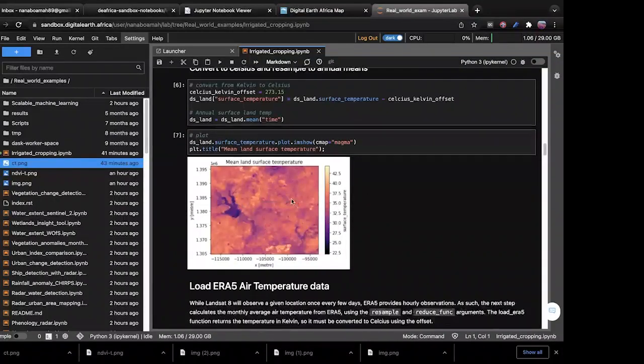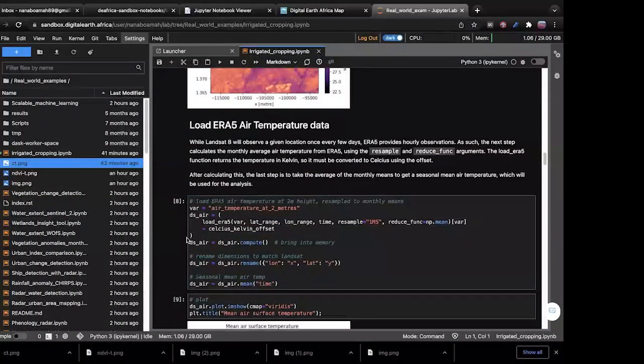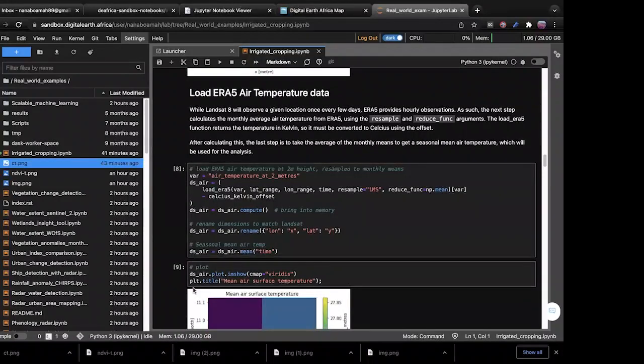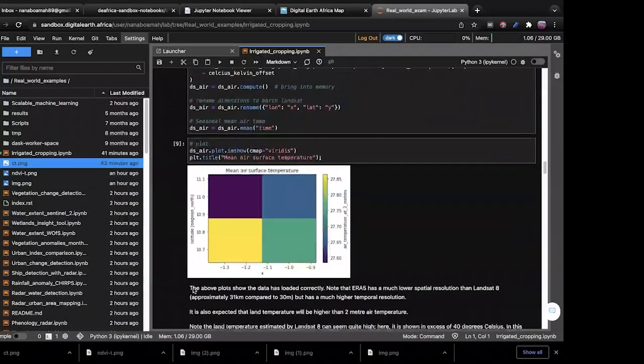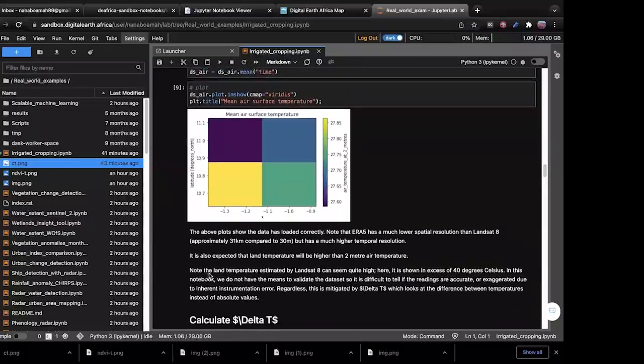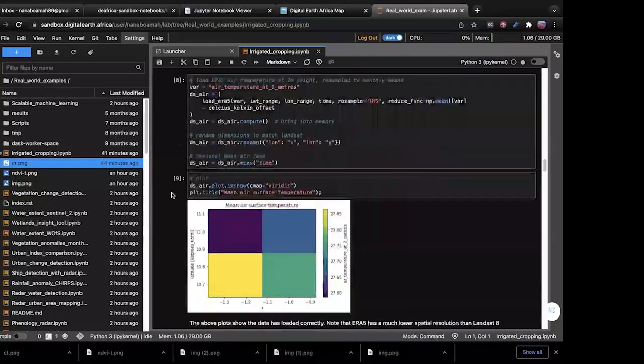So what you see is the surface temperature for that particular area of interest within the Upper East region. Then the next step is to load the ERA5 temperature, which is the air temperature at 2 meters above the surface. Because that one is hourly data, we will resample it to monthly data. Then after that, we also plot that one out to make sure that the area falls within the area where our image is also falling.